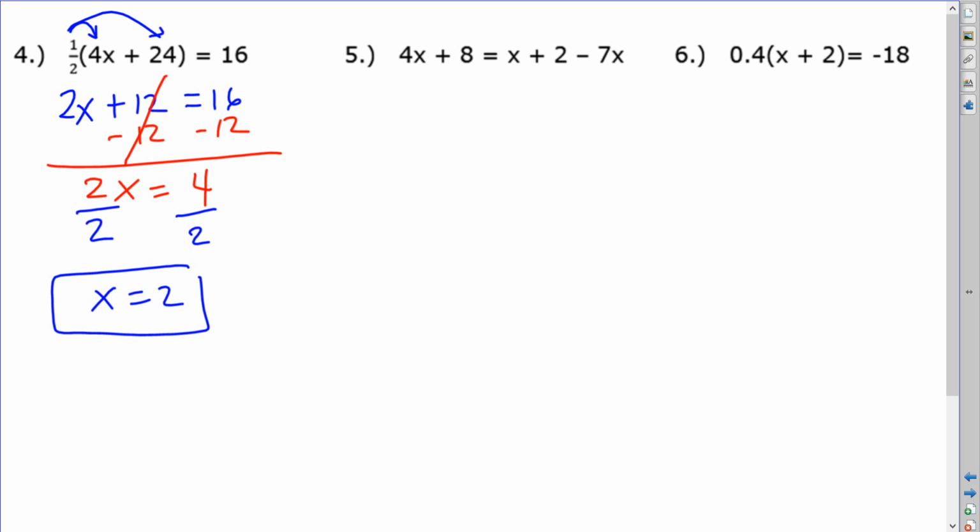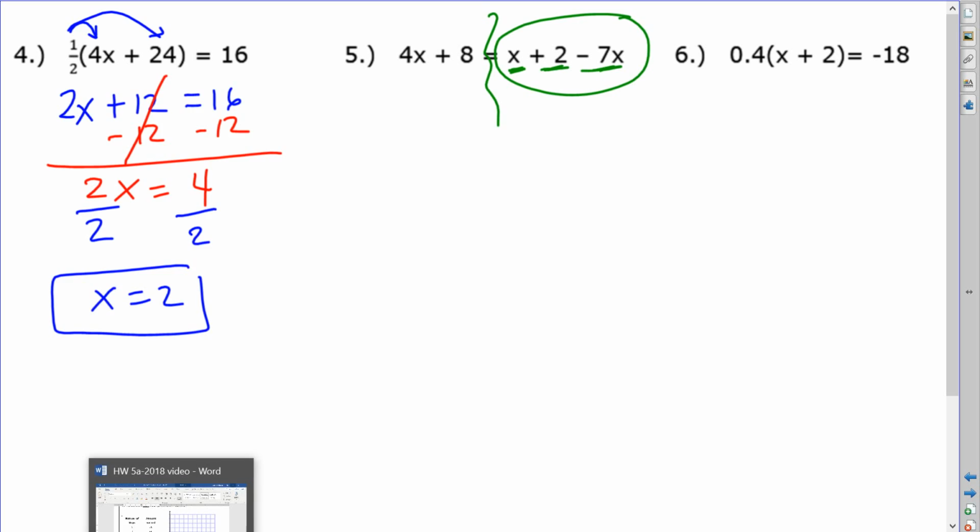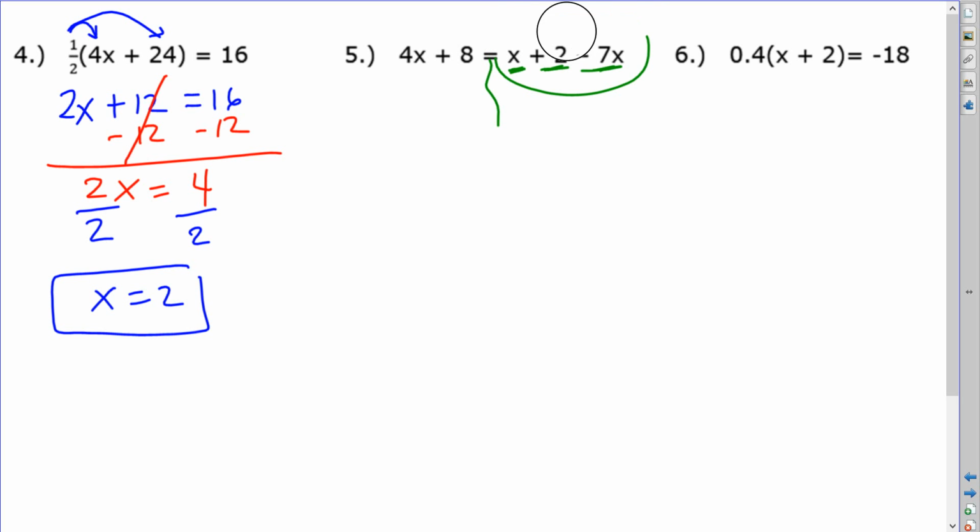All right, let's take a look at question number 5. We haven't seen this on this worksheet yet. You'll notice that the right side of the equation has actually 3 terms, x, plus 2, and minus 7x. So when you have these 3 terms, the side can be simplified, right? You can do some combining. So the terms which you combine have to be alike.